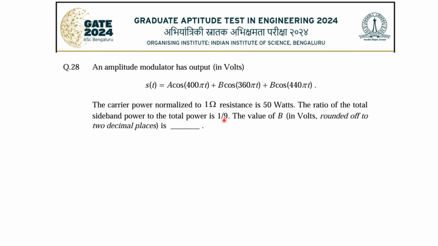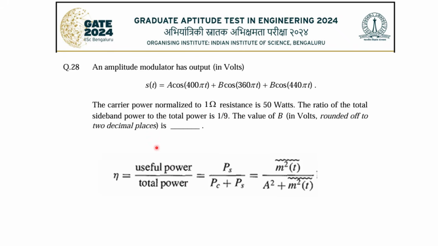Now, the question has been asked to find the value of B. So how can we find it? First, eta, that is useful power divided by total power. Useful power means sideband power, so sideband power divided by total power. Total power means carrier power plus sideband power, and that is exactly what we have to calculate. The value is given as 1 by 9. So we'll find PS and PC, then put them in, and we'll get the value of B. It is given in terms of amplitude.